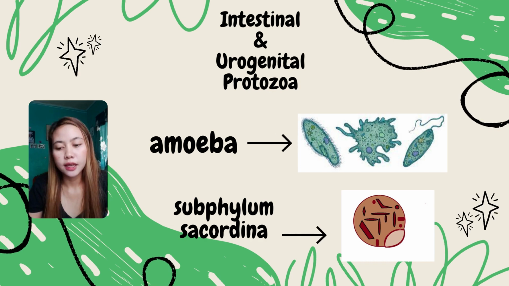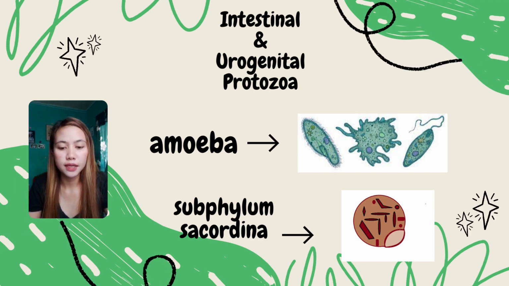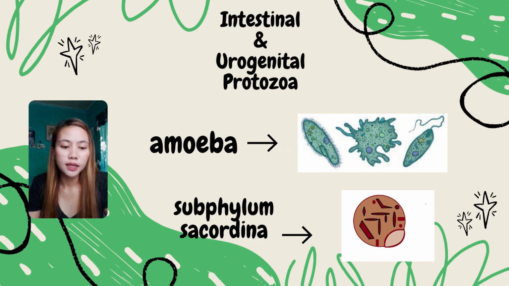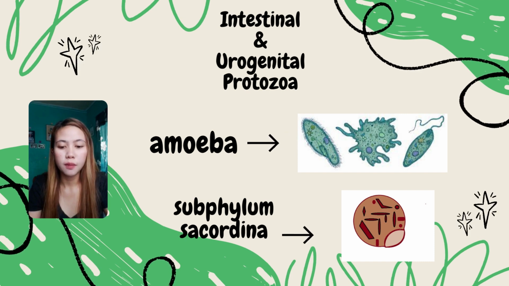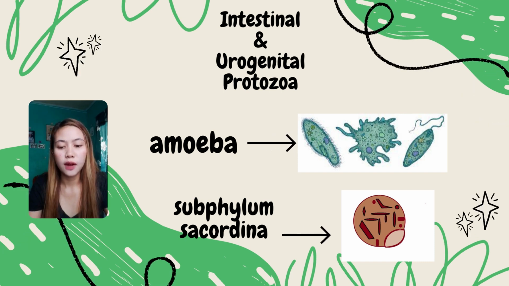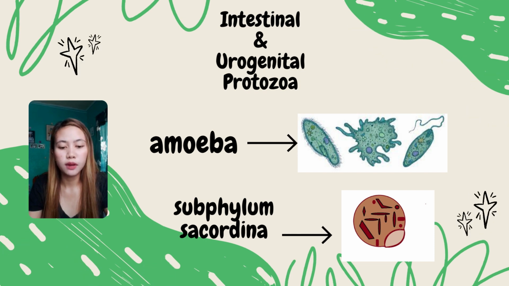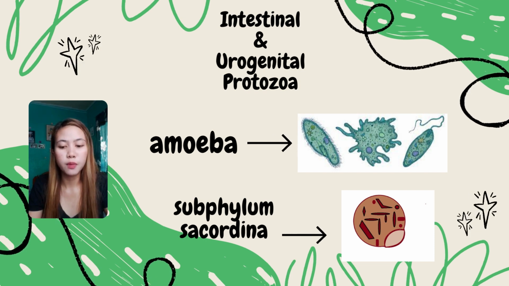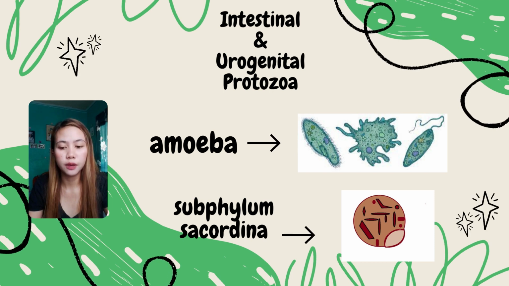And the second is extraintestinal amoebiasis, when the parasites enter the circulatory system, and the most common form is the amoebic liver abscess, characterized by right upper quadrant pain, weight loss, fever, and tender enlarged liver.